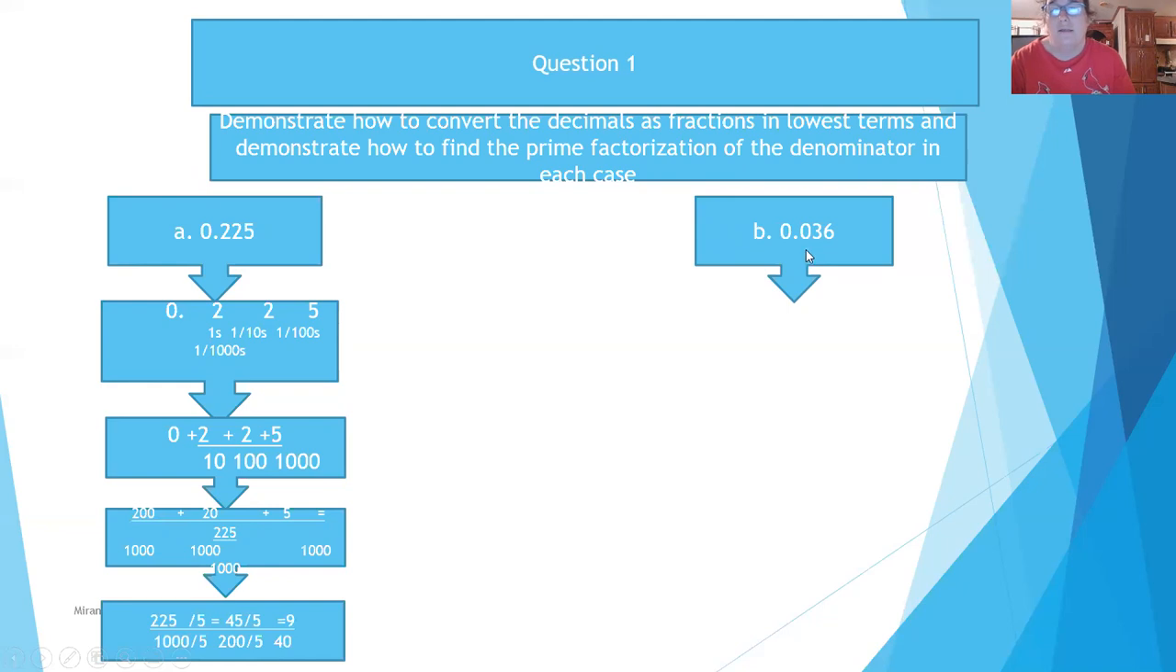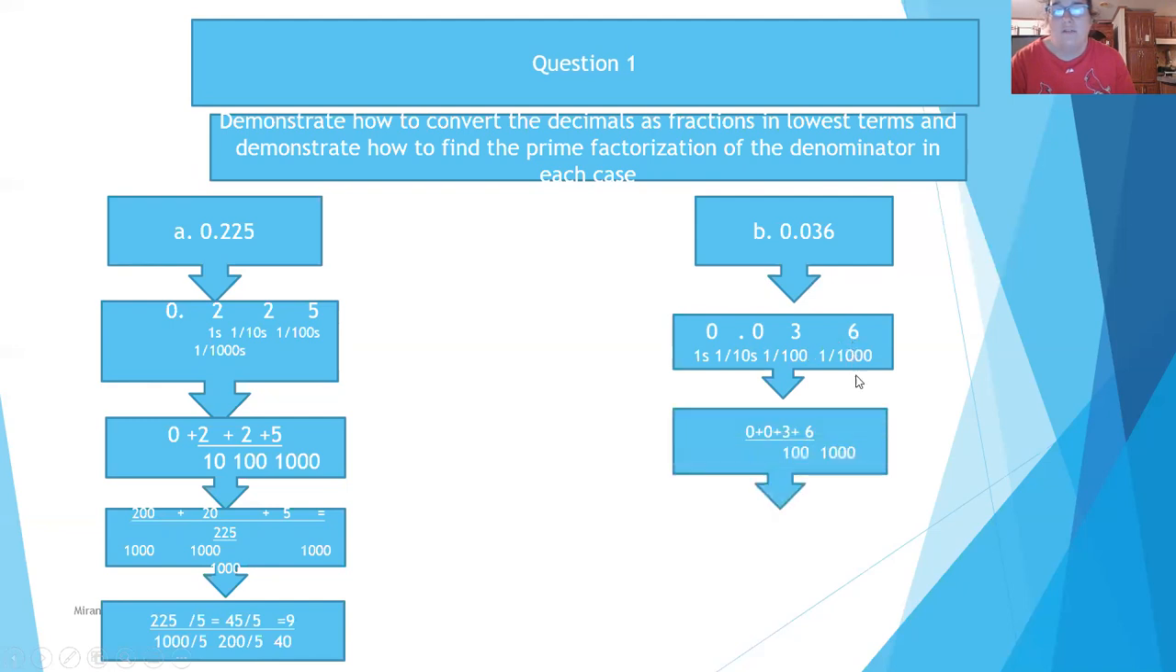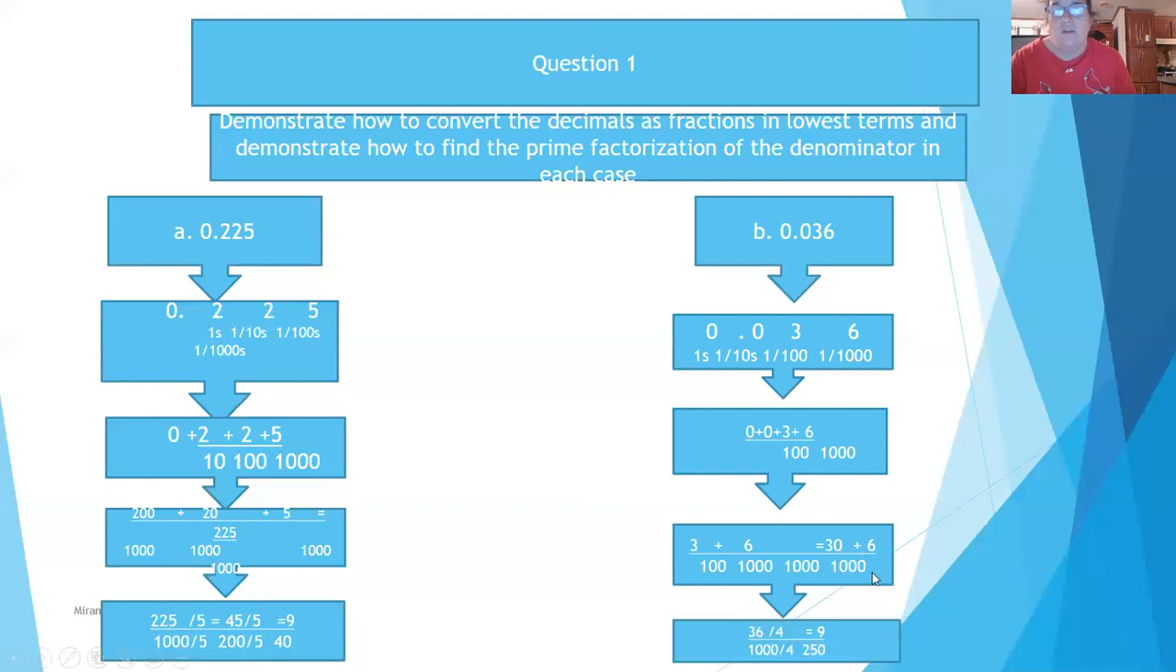Again, we're going to look at the placements. See, the ones place is a 0, and then the tenths is a 0. So what we're going to do is put 3 over 100, and 6 over 1,000. And our common denominator is going to be 1,000. So we're going to leave 6 over 1,000 like that. And then we're going to times 100 times 10, and we'll times 3 times 10, which is 30. So 30 plus 6 is 36 over 1,000.